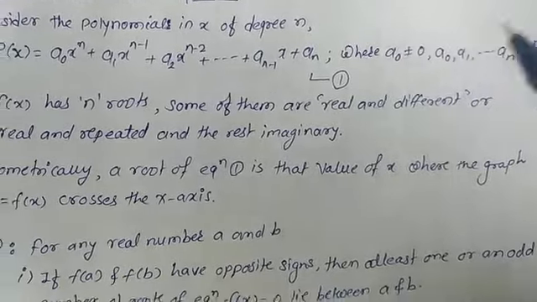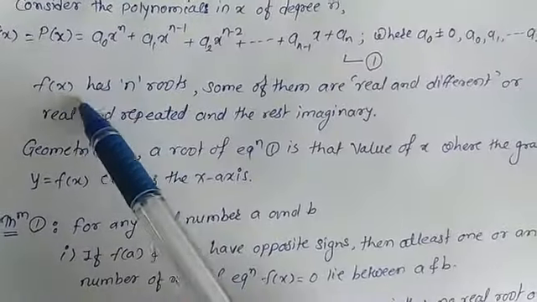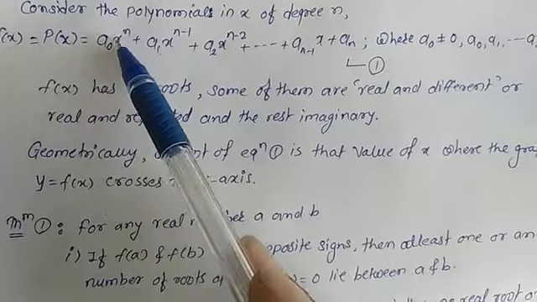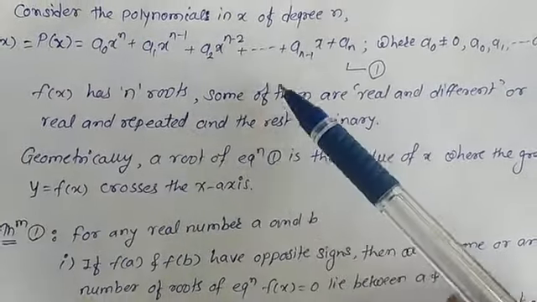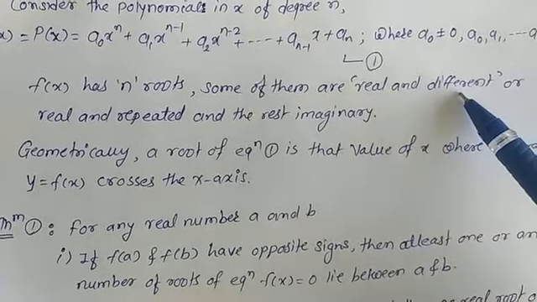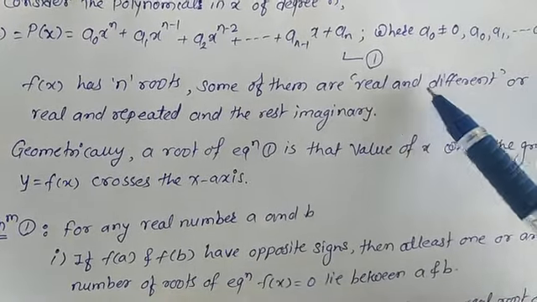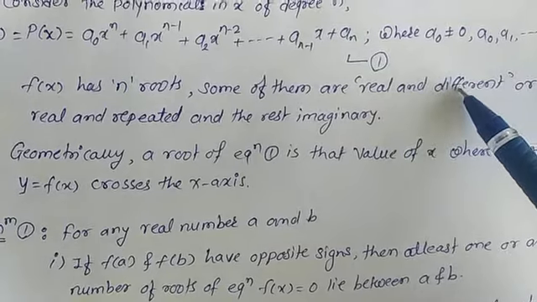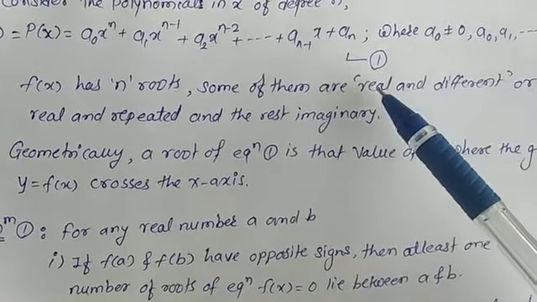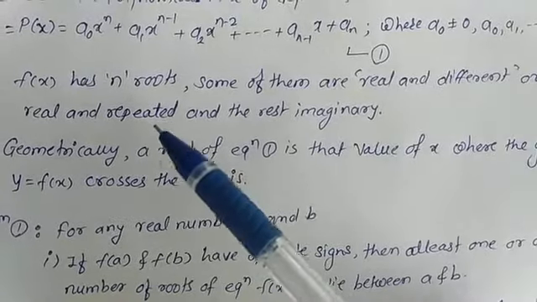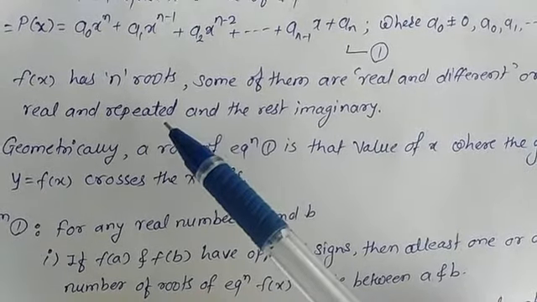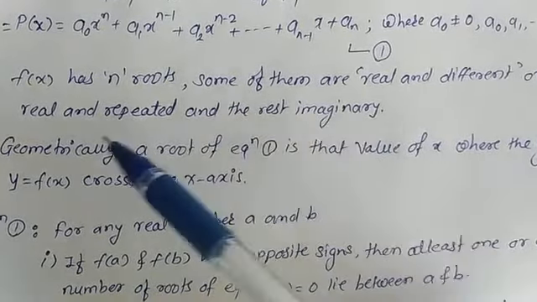So if f of x is of degree n, it should have n roots. Some of them are real and different. That means they are real numbers and they are different, or real and repeated, and the rest imaginary.